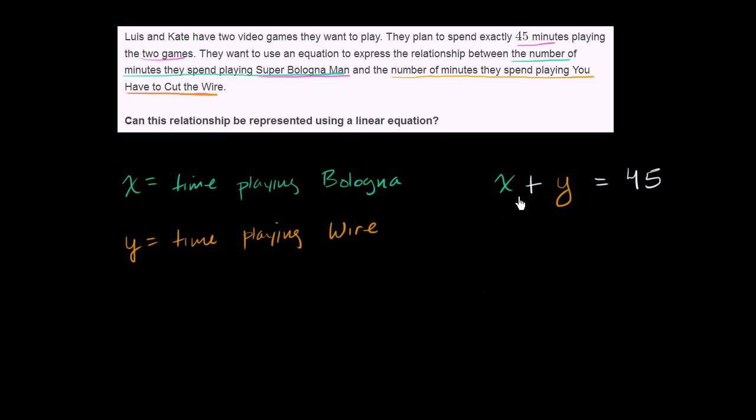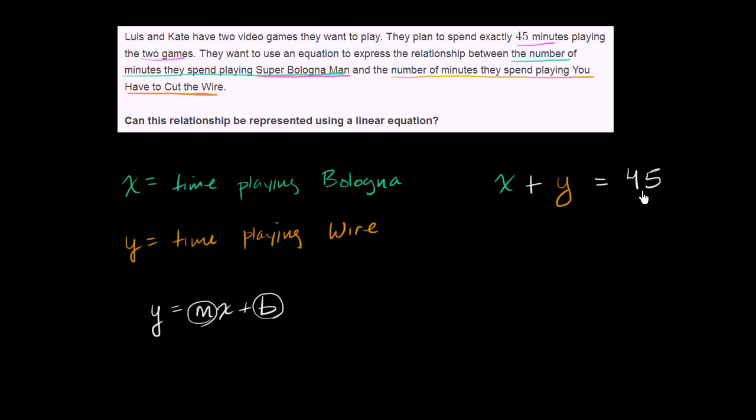Now, we have set up an equation that relates the time playing Bologna Man and the time playing You Have to Cut the Wire. But now we have to think about, is this a linear relationship? One way to think about it is the real giveaway for a linear relationship is if you could write it in the traditional form of a line. So if you can write it in the y is equal to mx plus b form, where m is the slope of the line and b is the y-intercept, then it is linear. So let's see if we can do that.